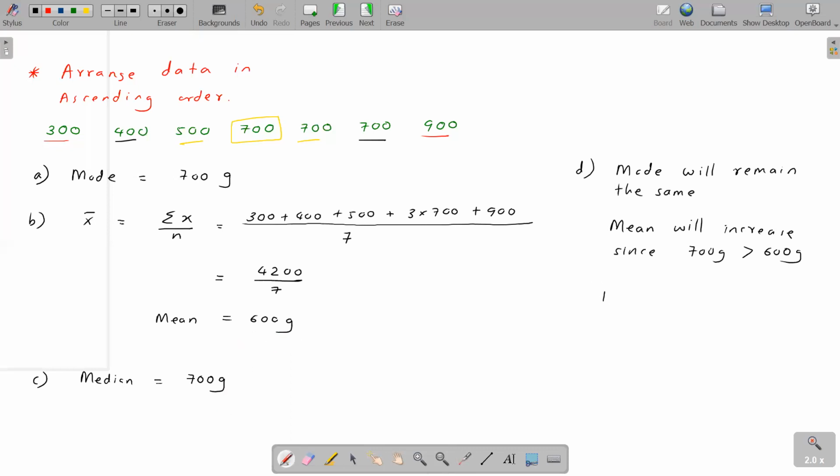What about the median when you add another 700 over here? Let's say I put the 700 anywhere over here. I think you can see now you get two values in the middle. You can put the 700 anywhere because all of them are the same. So you will now get two values in the middle, which are both 700s. So you can say your median will remain the same.